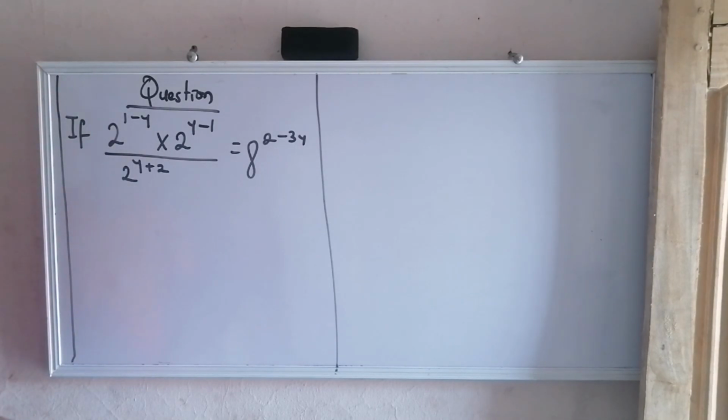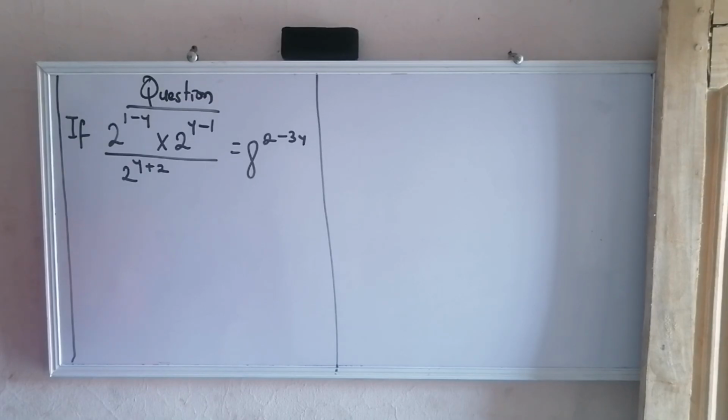This question is on indices. We're going to say that 2 raised to power 1 minus y times 2 raised to power y minus 1, divided by 2 raised to power y plus 2, equals 8 raised to power 2 minus 3y. Find y. We are asked to find y in this question.